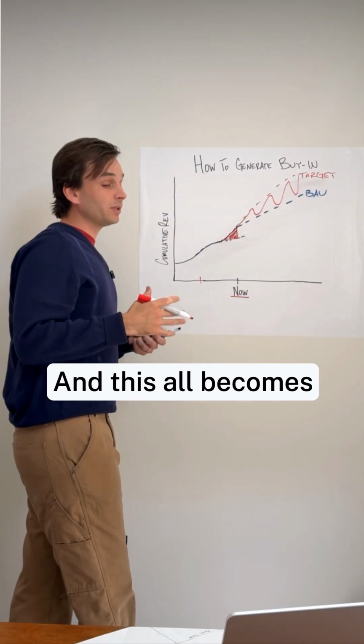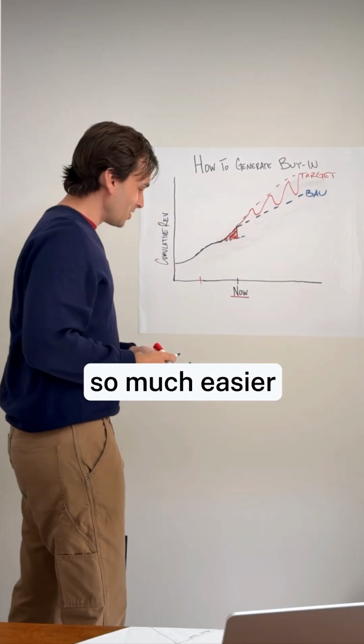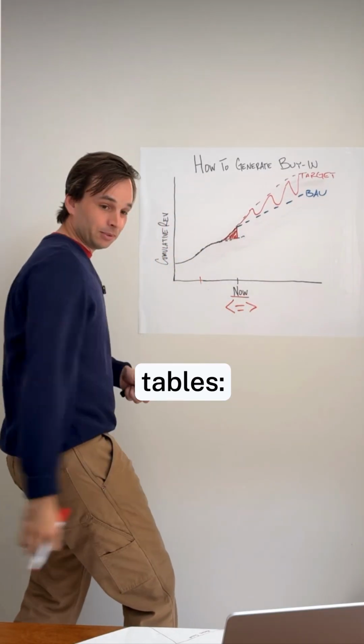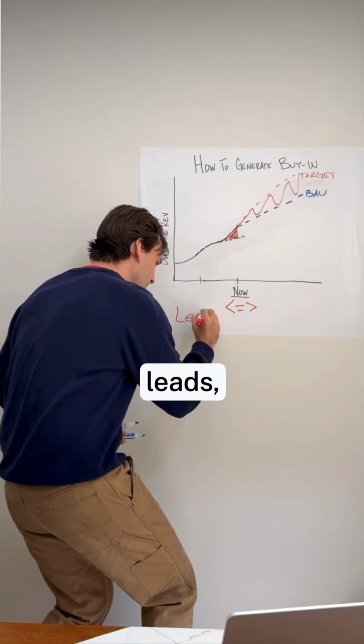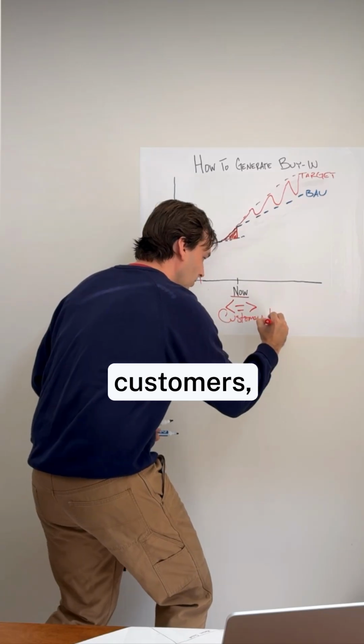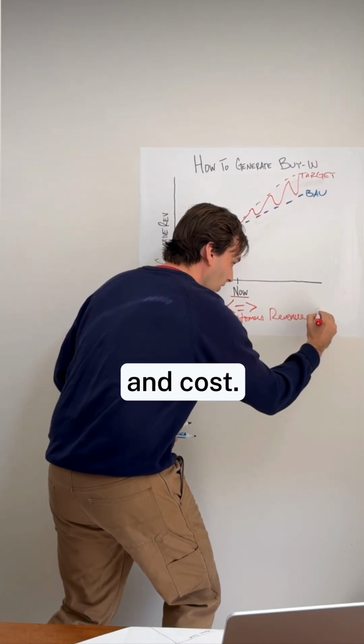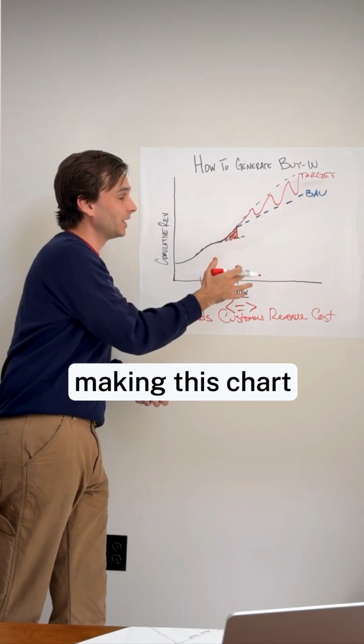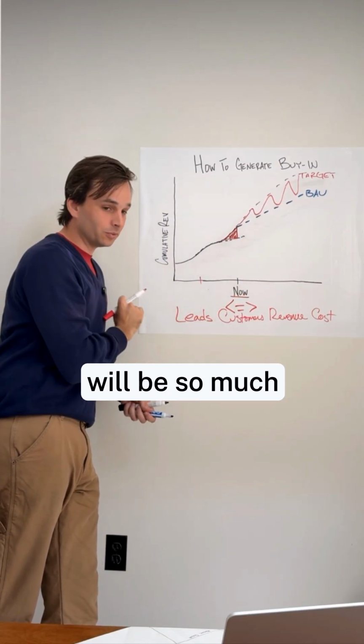And this all becomes so much easier when you already have the minimal data model tables: leads, customers, revenue, and cost. If you already have these four tables, making this chart and getting this buy-in, I guarantee you will be so much easier.